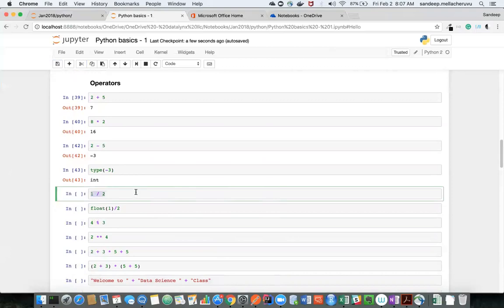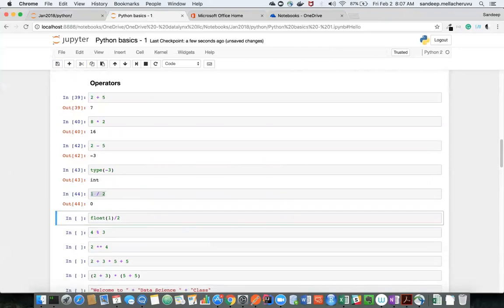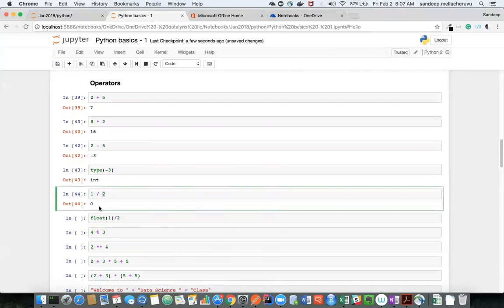Normally 1 by 2, we assume that it is 0.5. But in Python, if you use 1 by 2 like this and do shift enter, you'll get a 0. The reason is 1 is an integer and 2 is also an integer.